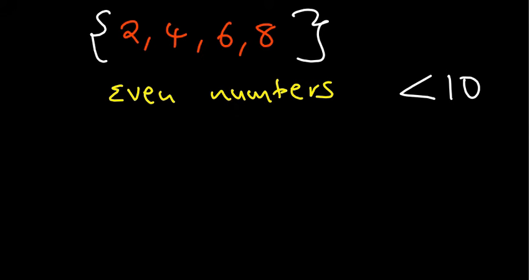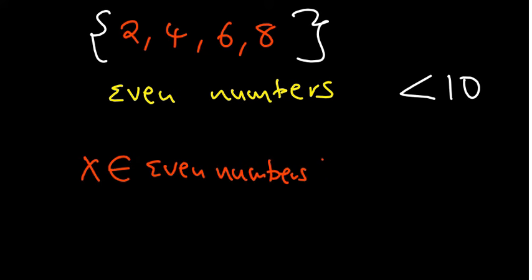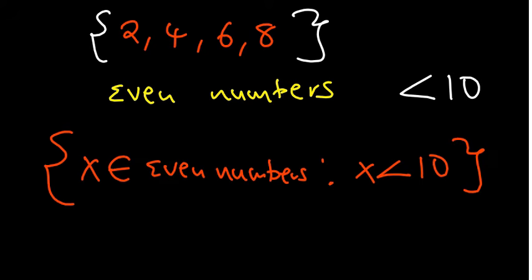So we'll say x is a member of even numbers. There's no symbol for even numbers that I know of. So such that x should also be less than 10. So these two conditions basically describe the numbers that we have there: even numbers, and then these even numbers are less than 10. So this is set builder notation.